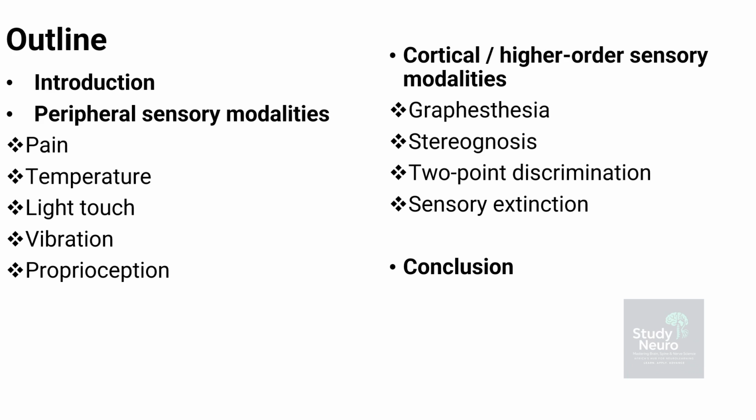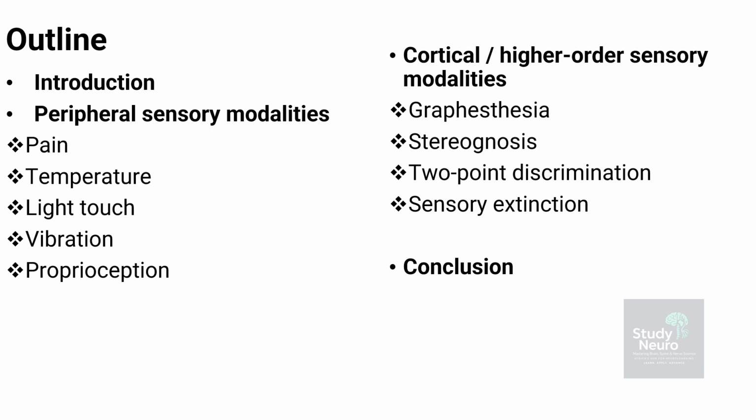The sensory examination evaluates multiple modalities, starting with peripheral sensations such as pain, temperature, light touch, vibration, and proprioception. We will then explore cortical or higher-order sensory functions, including graphesthesia, stereognosis, two-point discrimination, and sensory extinction. Finally, we'll integrate these findings to interpret patterns of sensory loss and guide clinical localization.